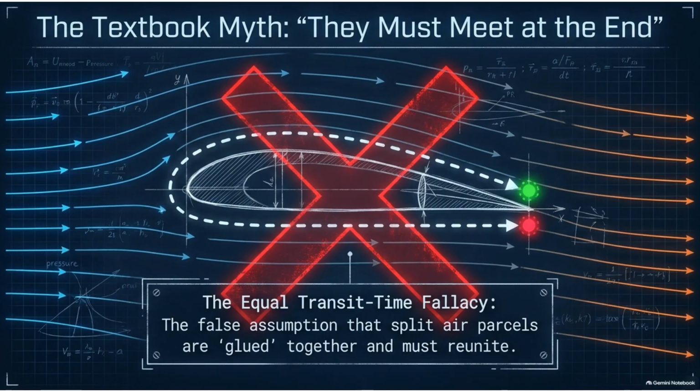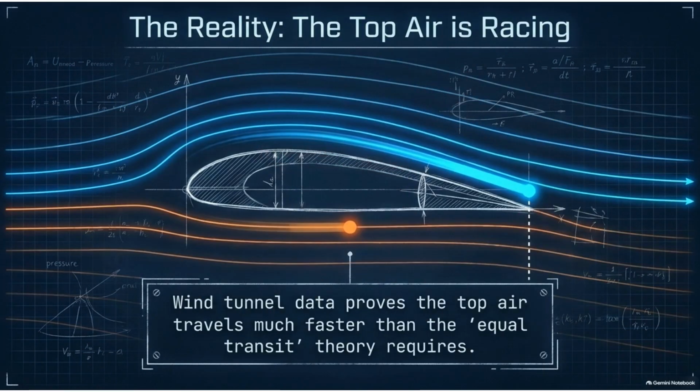In reality, physics imposes no such reunion rule. The air streaming over the top actually arrives far ahead of the lower flow, disproving a century of lazy explanations about how aerodynamic lift really works. Wind tunnel data reveals the true physics of flight.